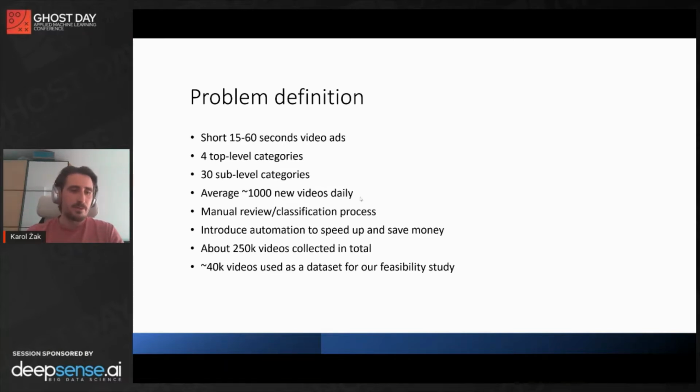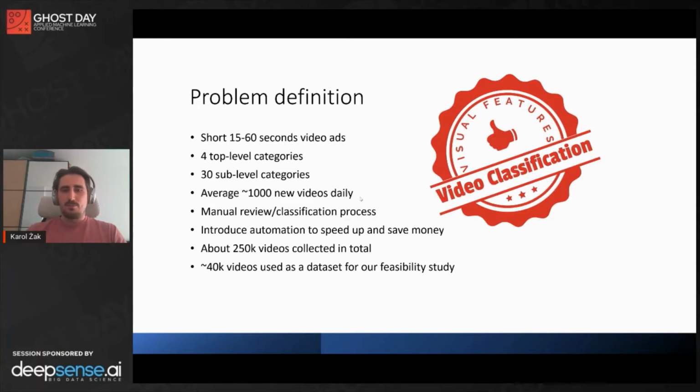And the overall data that they had in the backlog was about 250,000 videos. And for this engagement, we used only 40K videos as our data set for this feasibility study. And just based on these hints, you can clearly see that the first thought that came to our mind was, this is a classic video classification problem with visual features, etc.